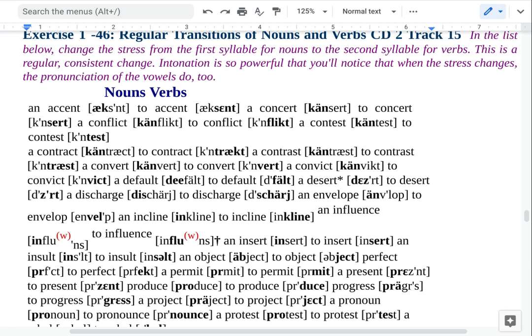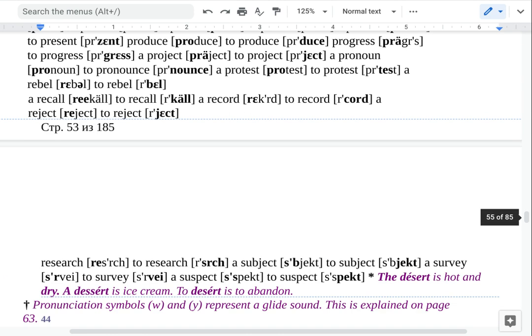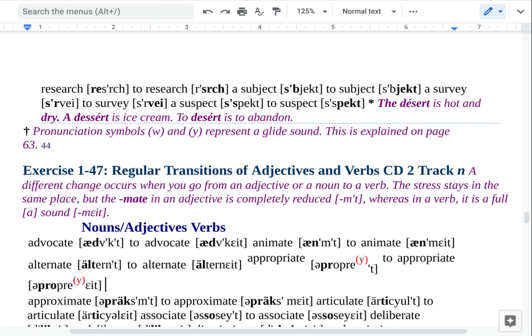A project. To project. A pronoun. To pronounce. A protest. To protest. A rebel. To rebel. A recall. To recall. A record. To record. A reject. To reject. Research. To research. A subject. To subject. A survey. To survey. A suspect. To suspect.